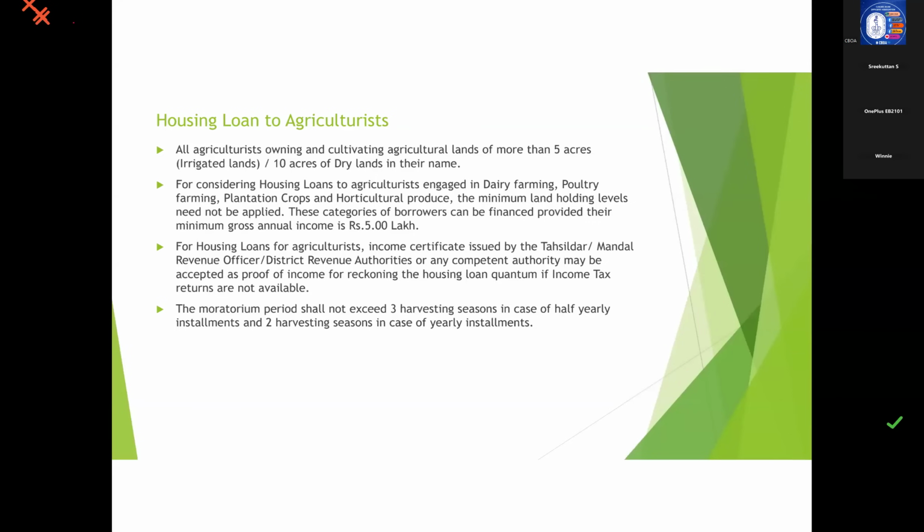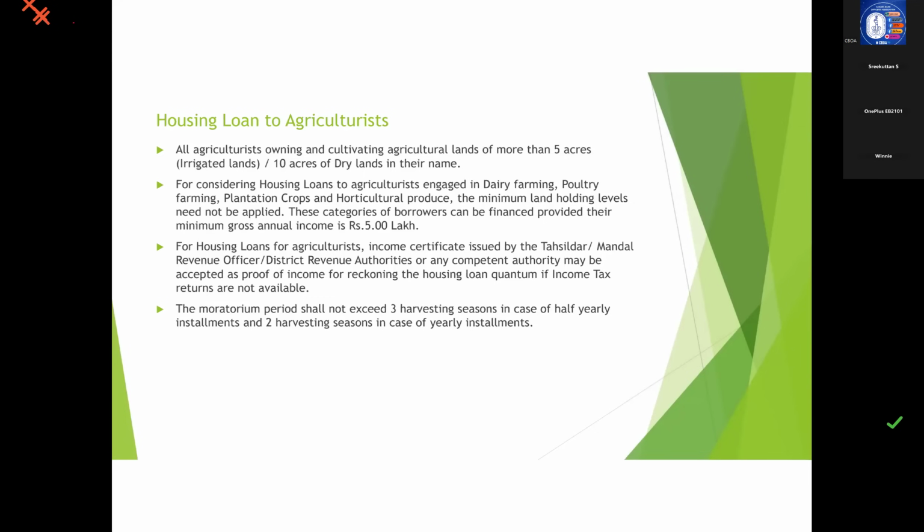And plantation crops, especially arecanut, coffee, and those engaged in rubber, these are plantation crops. So for them also, minimum land holding is not applicable, and in the case of horticulture produce also. But there is a condition attached to that: their minimum gross annual income should be at least 5 lakhs. Okay.